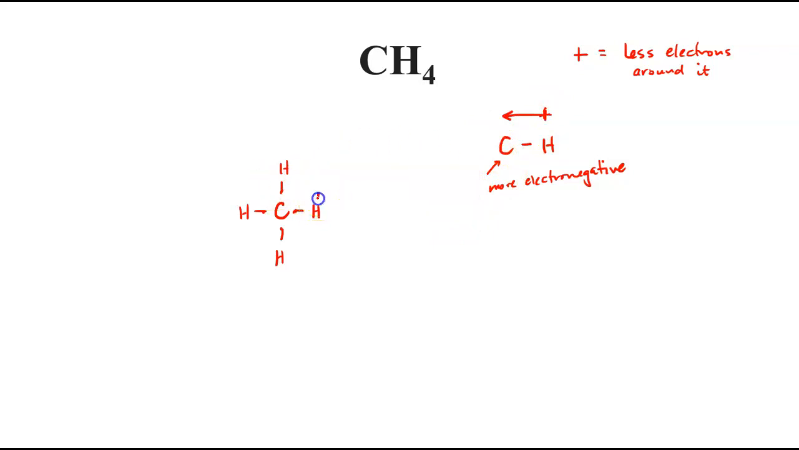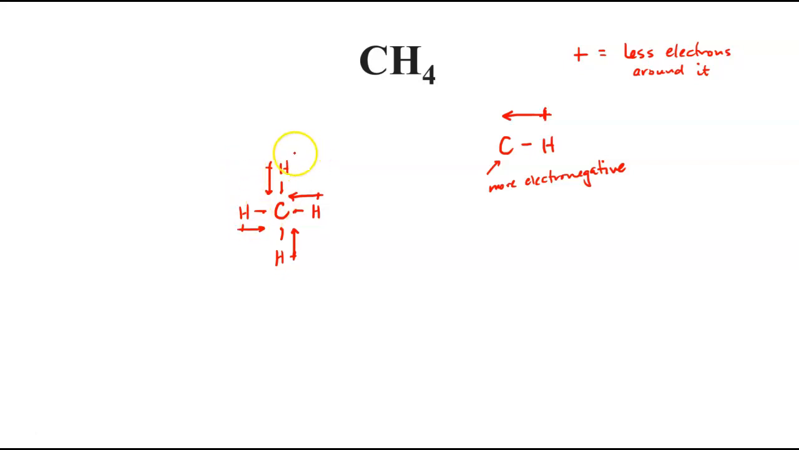So in that case, you've got a dipole right here. We've got a dipole right here. We've got a dipole right here. And we've got a dipole right here. Remember, each one of these bonds will have its own dipole. Now we need to step back and take a look at this picture and see, do our dipoles equal and oppose each other? And if they do, they cancel out.